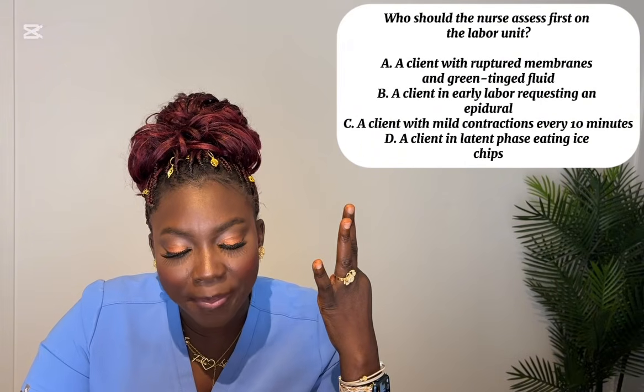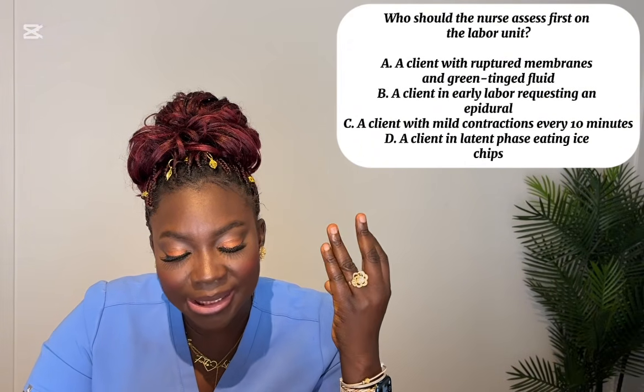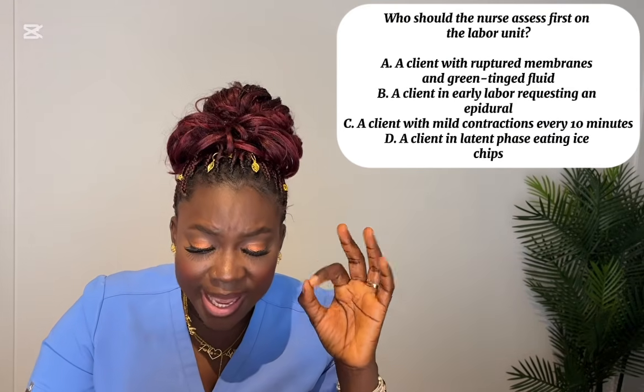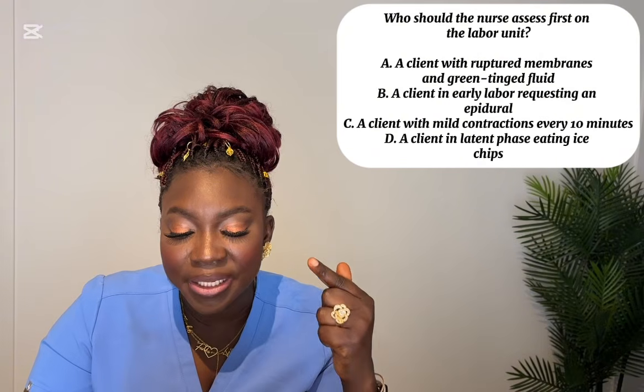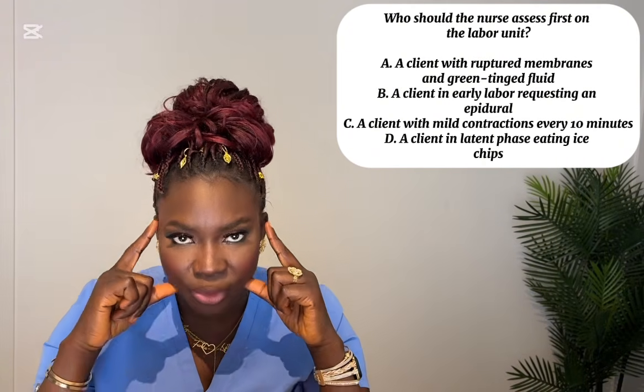C, a client with mild contraction every 10 minutes. And D, a client in the latent phase eating ice chips. And guys, the answer is a client with ruptured membrane and green-tinged fluid. What is green-tinged fluid suggesting to you?